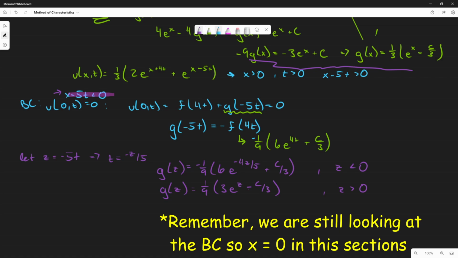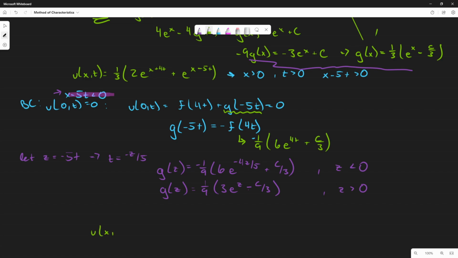So what that essentially means is that our true solution is actually a piecewise function. It is equal to the original one that we found, which will be 1/3 times 2e to the x plus 4t plus e to the x minus 5t, when x minus 5t is greater than 0.